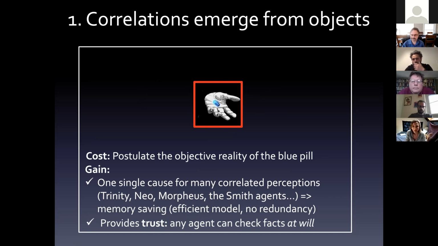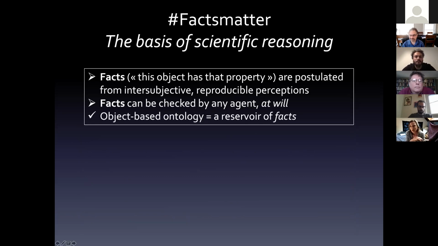And this is actually something very important that I want to insist on, which is the fact that facts matter. And it's the basis of scientific reasoning. Facts, I define them as postulates from intersubjective and reproducible perceptions, and a fact can be checked by any agent at will. So this object-based ontology can really be seen as a reservoir of facts, okay?